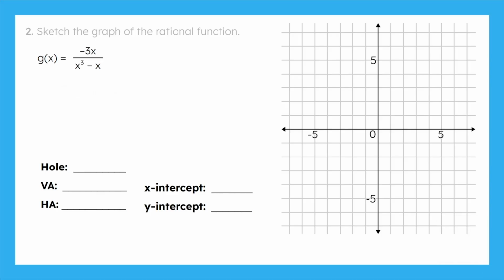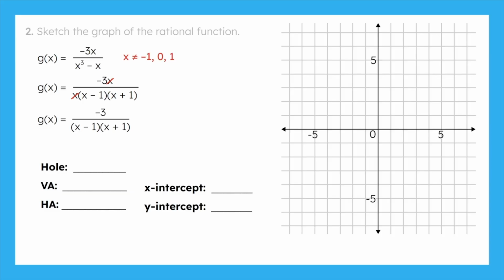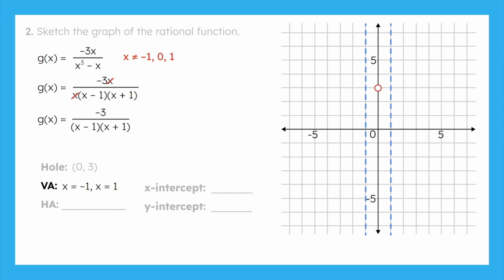All right, first we factor the function. The domain restrictions are that x can't equal negative 1, 0, or 1. Since x cancels out, there's a hole at 0, 3. There are vertical asymptotes at the remaining restrictions, x equals negative 1 and x equals 1. The degree of the numerator is less than the denominator, so the horizontal asymptote is y equals 0.